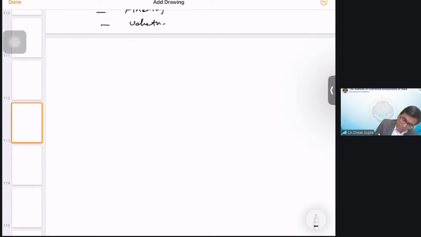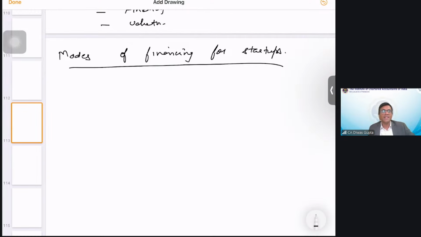Then the next topic is modes of financing for startups. What are the different modes of financing for a startup? Number one, bootstrapping. Bootstrapping means making use of available resources that you have, right?